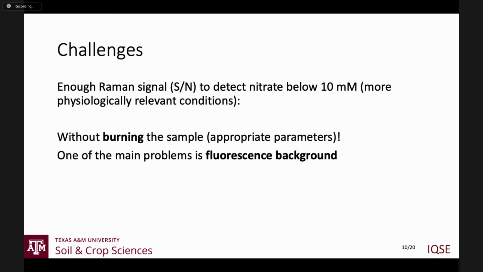We are now at a detection limit of about 1 millimolar, as I will show later, but we still need to do better, I think. One of the problems is, of course, that you are dealing with biological samples, so you have to do all this without burning the samples. You have to play with all the parameters and make sure the medium where these samples are put is not interfering with your Raman signals.